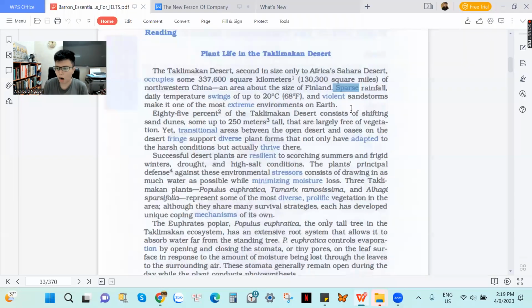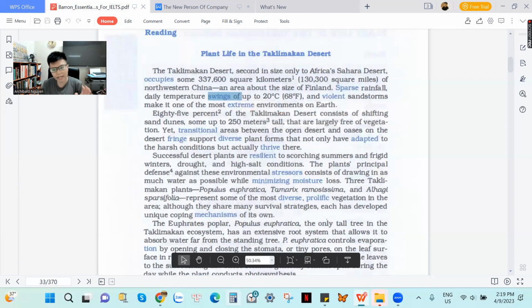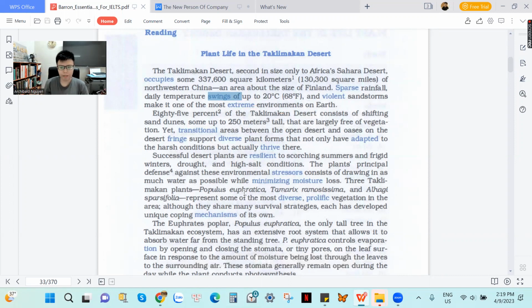Sparse rainfall means just a little bit of rainfall, not too much. Daily temperature swings up, okay, swings up. It means it changes up to how many degrees Celsius. That is what I want to say. So the daily temperature changes up to, or goes up to, or gets up to 20 degrees Celsius. And violent sandstorms make it one of the most extreme environments on Earth.